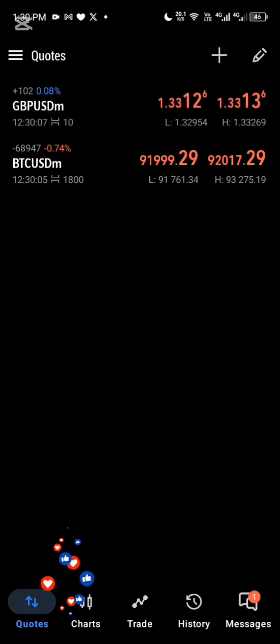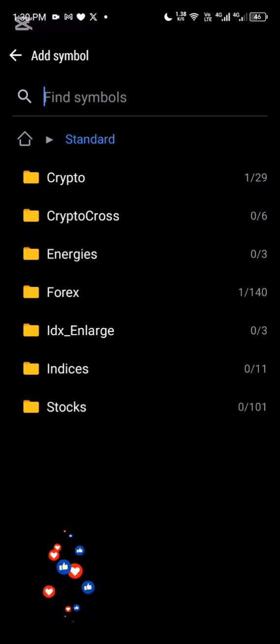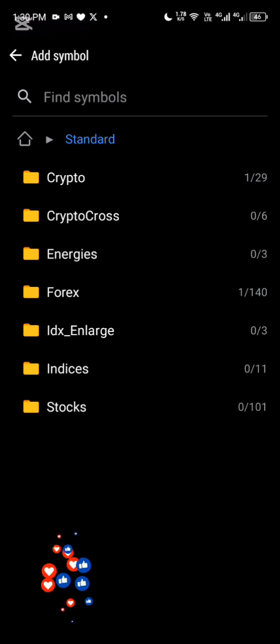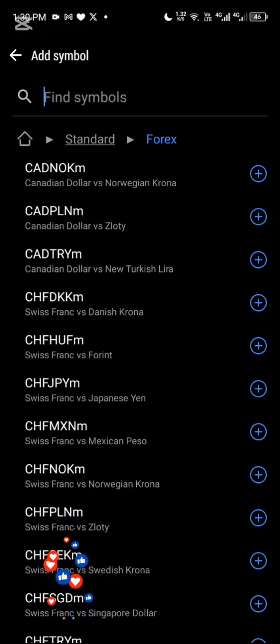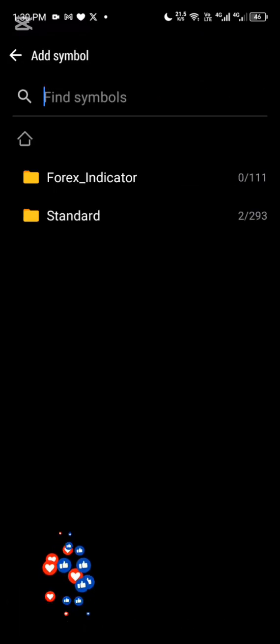So normally I just choose Bitcoin as my crypto and GBP USD. If you click on the standard again, you still see other ones like the indices, US 30, UK 100. These are all under the standards. So if you go back, you see other things like forex pairs. On the forex pairs, you have all types of foreign exchange. They are all here in the forex pairs, which you can choose from.